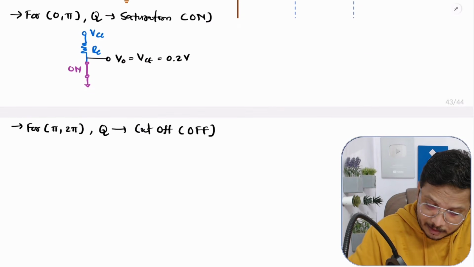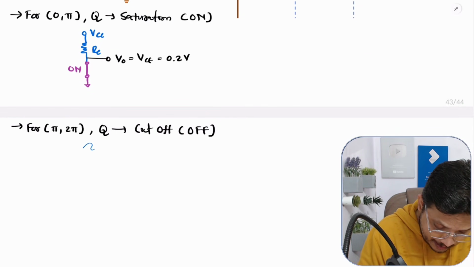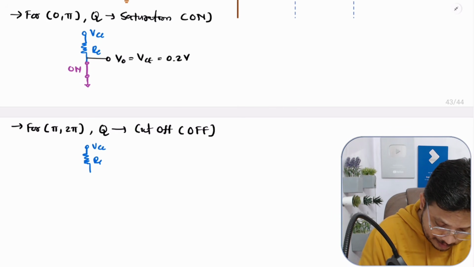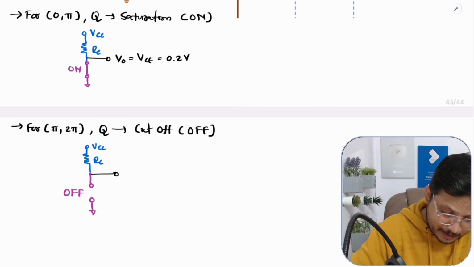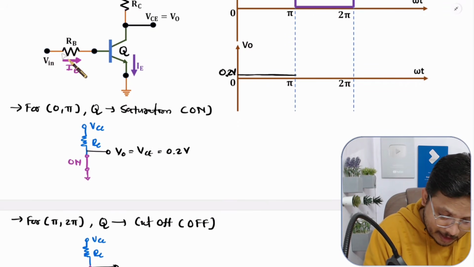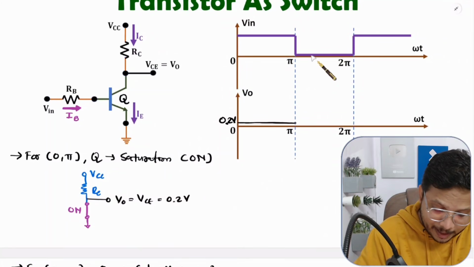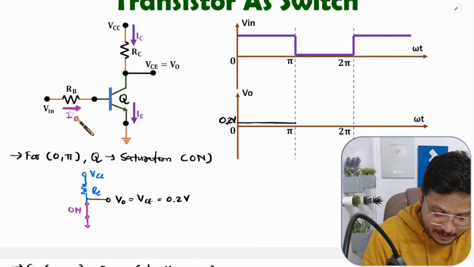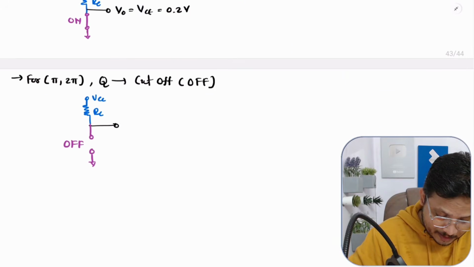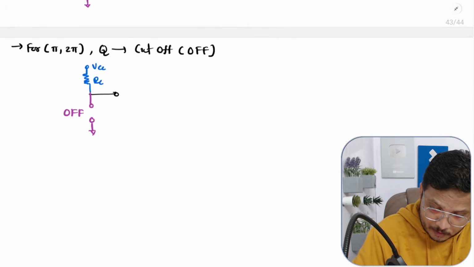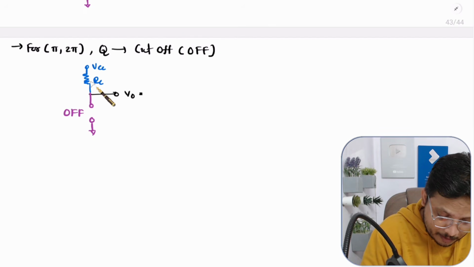Let me draw the circuit so that you will get to know this. Here we have VCC. After that the RC resistance is connected, and then here we have the collector, where we measure our output, and you will observe here the transistor is off. Why is it off? The reason is that at the base, input voltage is 0. During pi to 2 pi input voltage is 0, so IB is 0, meaning this transistor is in cutoff mode. That's why this transistor is off. So here output will be VCC only.